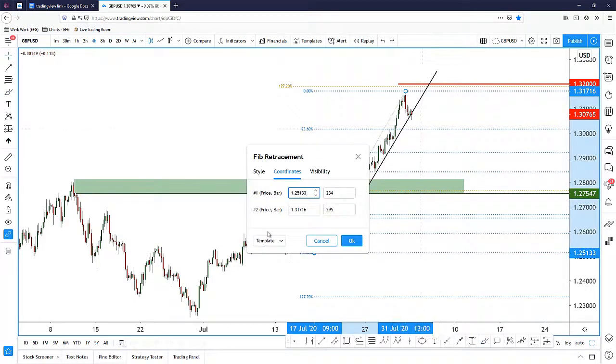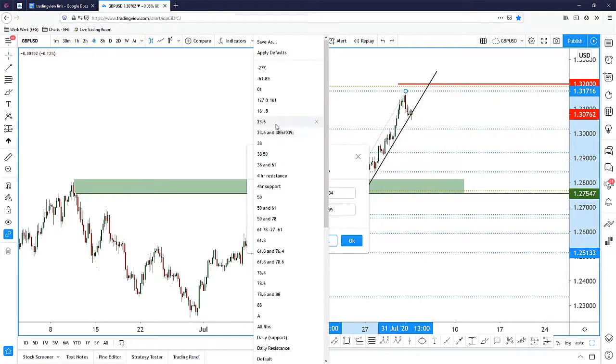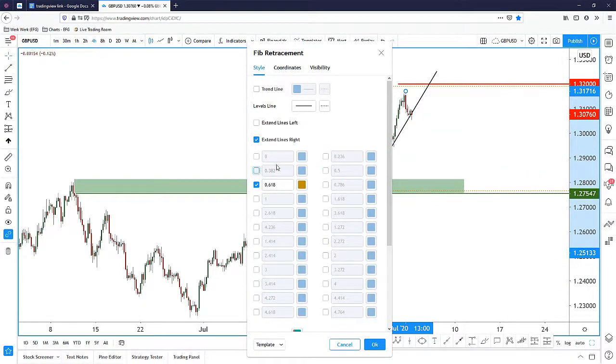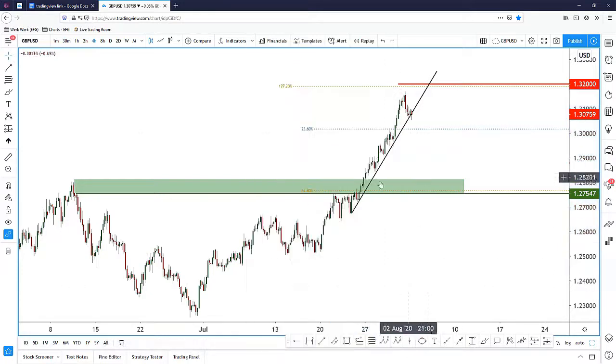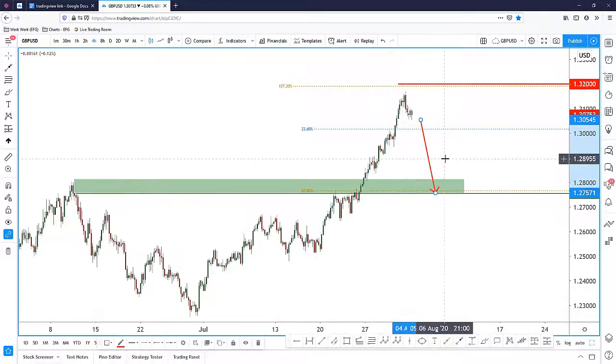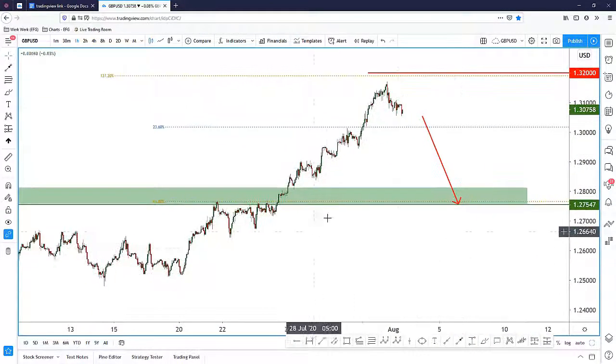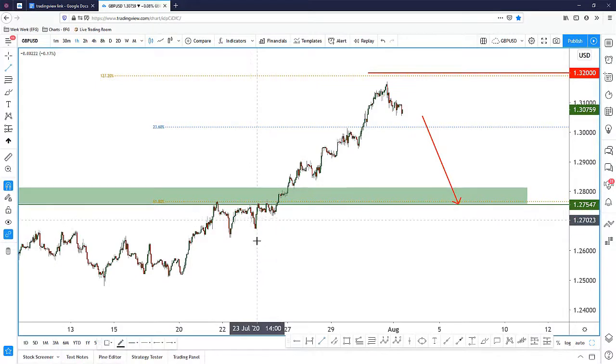So I'm just going to keep the 23.6 and the 61.8, just these two levels, and I'll show you guys why. Definitely I'm looking for a short, at least an intraday play for a short down to this level. So let's just quickly go down onto the 1 hour. On the 1 hour, like I said, I want to watch the break of the trend line.